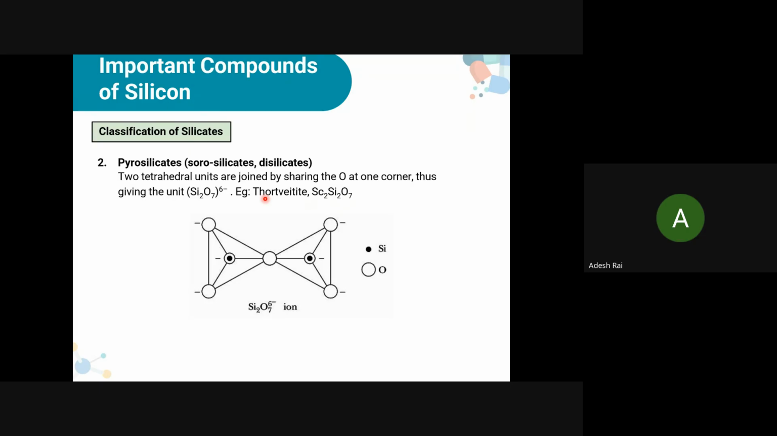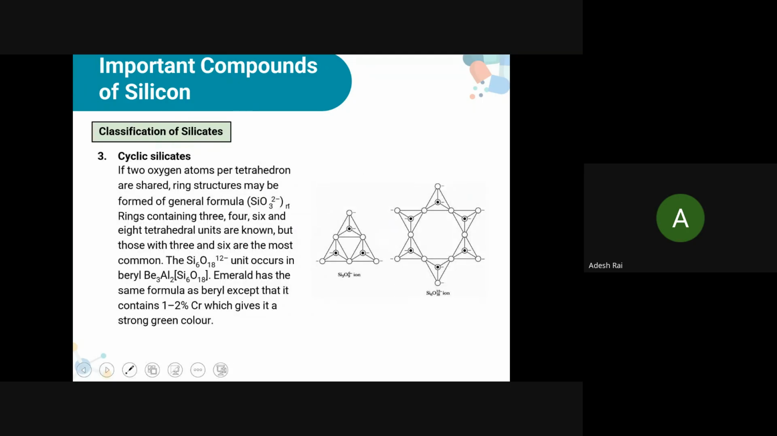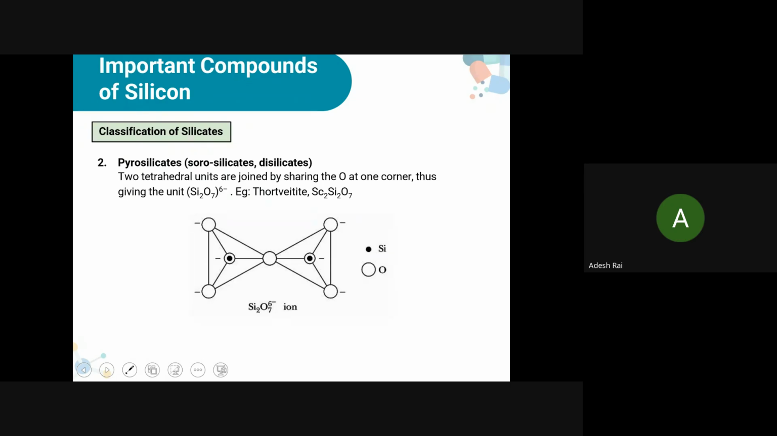Example is what? Scandium base, and the name of this silicate is what? Thortveitite, whatever you want to call it. Done. Noted. Pyrosilicate, orthosilicates understood. In orthosilicates, there is no sharing of the corners, but in pyrosilicates sharing takes place. Sorted. Can we proceed? Yes, sir. Okay.